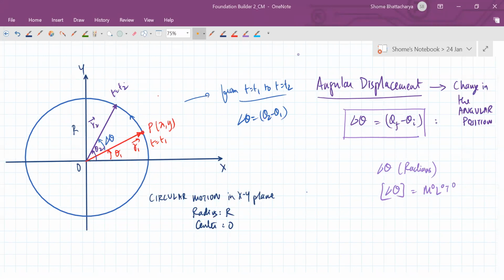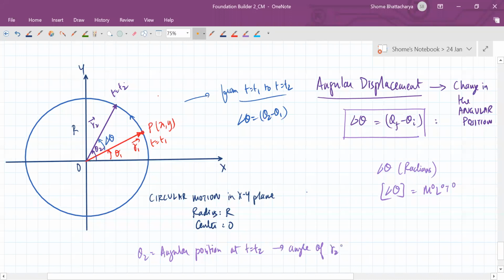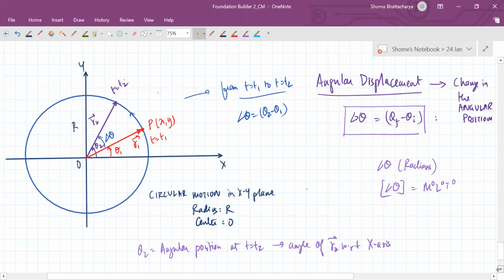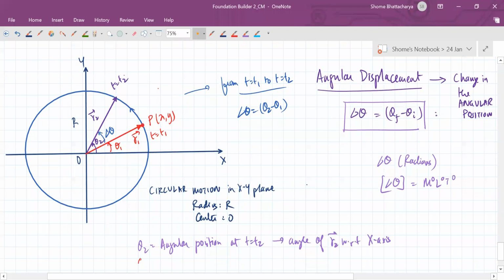So in the diagram you can see that delta theta is the angle between the r1 vector and the r2 vector. But what is theta 2? Theta 2 is the angular position at time t2, that is the angle of r2 with respect to x-axis. Theta 1 was the angular position at t equal to t1, which is the angle of r1 with respect to x-axis. So the change between these two, delta theta, that is the angular displacement.